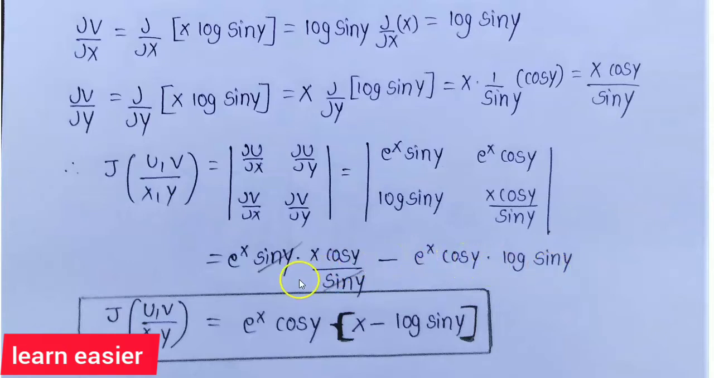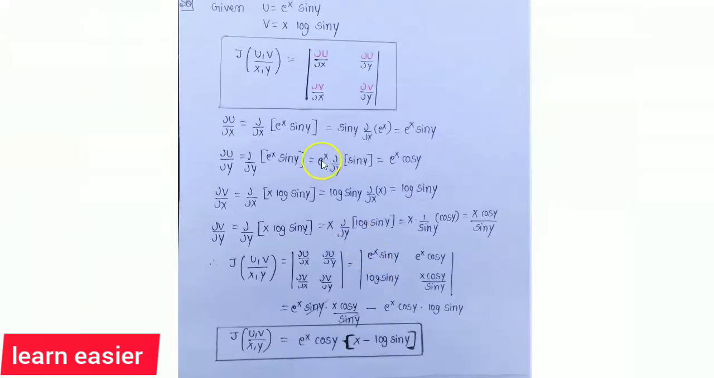Now you can take the common factor e power x into cos y, so we have x minus log sin y only. So the Jacobian of u comma v by x comma y is e power x into cos y into x minus log sin y. So what we have done: we took the Jacobian of u comma v by x comma y, which is the determinant of dou u by dou x, dou u by dou y, dou v by dou x and dou v by dou y, found the 4 partial derivatives, and after substituting we get the Jacobian as e power x into cos y into x minus log sin y.